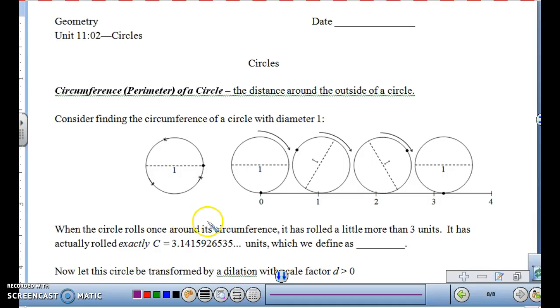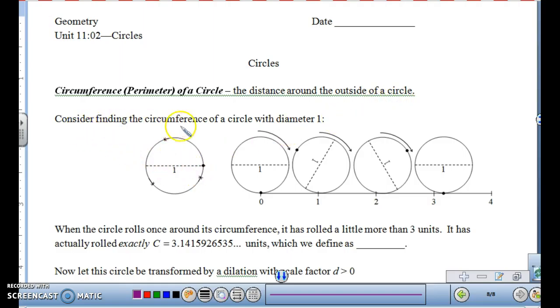This is Geometry, Unit 11, Lesson 2 on circles. In this lesson, we're going to be looking at the circumference or perimeter of a circle, and also the area of a circle and where the formulas come from. So, the circumference or perimeter of a circle is the distance around the outside of the circle.